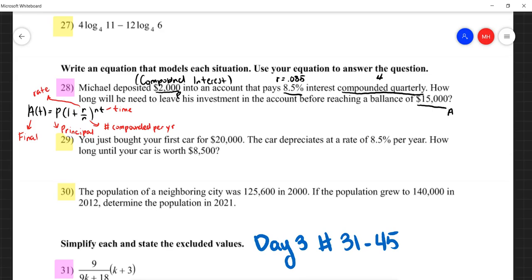So using this information, I'm going to go ahead and plug it into my formula. So I know what A is. It should be 15,000 at the end. It equals our P, which is 2,000, times 1 plus our rate of 0.085 over n, which is 4, all raised to the 4 times t. So we're trying to get t by itself, so my first step is to divide both sides by 2,000.